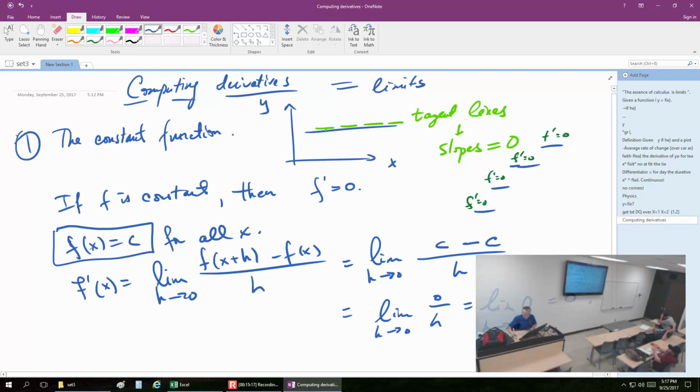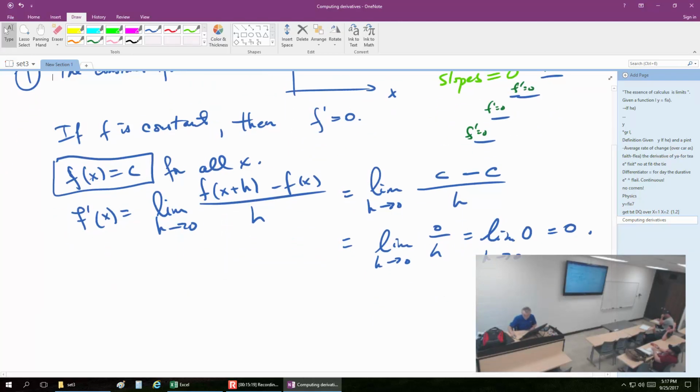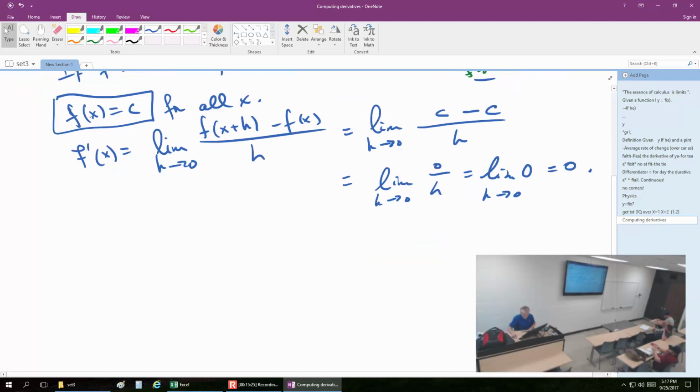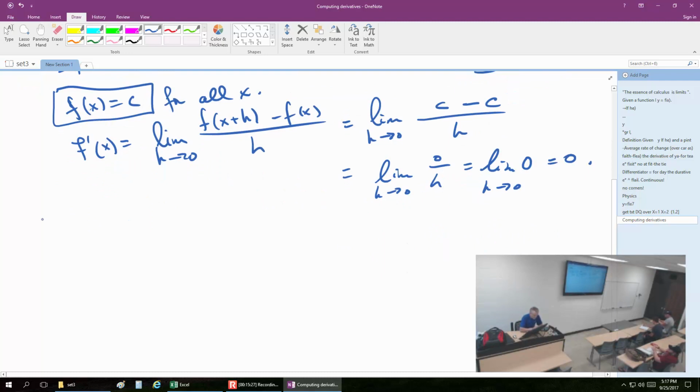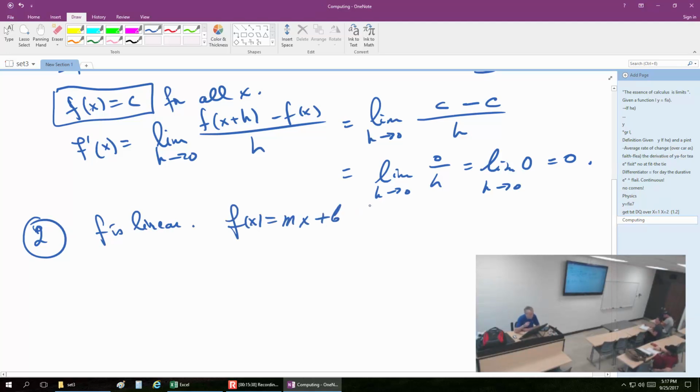What's the second simplest function? A linear function. Okay, so let's do linear. Number 2, f is linear, such as f of x is equal to mx plus b. M is the slope, b is the y-intercept. Okay, x did not disappear in the right-hand side, so it does depend on x.